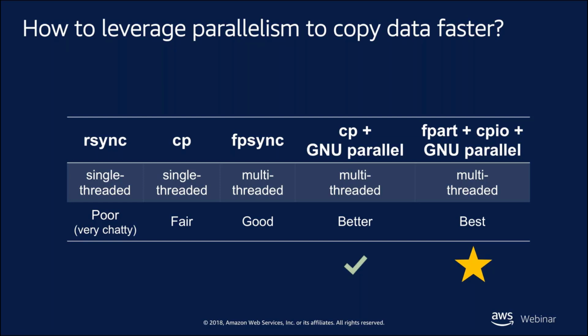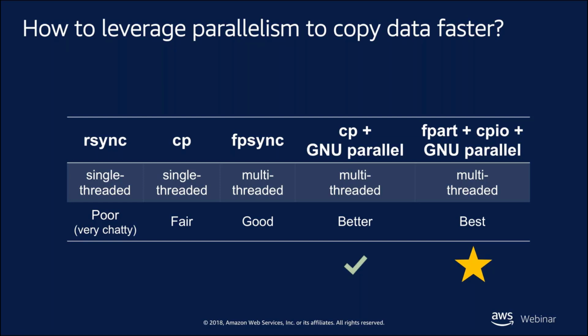A standard cp is a little better than rsync, but again, it's still single-threaded, so not the best solution. But because it is less chatty than rsync, you can achieve a little higher throughput when you're using just the standard Linux cp command. One option is fpsync. Some of you may be familiar with the open source tool called fpart. fpsync is a utility that's a part of fpart, and it is a multi-threaded rsync. So it's a great addition to fpart, and now you're able to issue those same rsync commands using fpsync, but again, it's going to be multi-threaded.